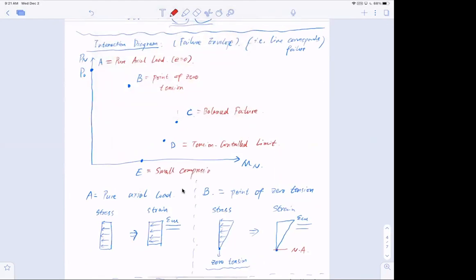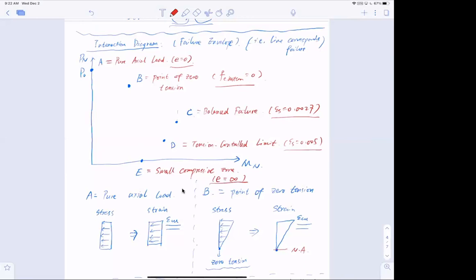Small compressive zone. I just want you to mind that this is eccentricity e equal to infinity. Here epsilon s equal to 0.005. Here epsilon s equal to 0.0027. And here I would say that f concrete at the bottom here equals 0, and here it's equal to 0. These are the criteria for this point.